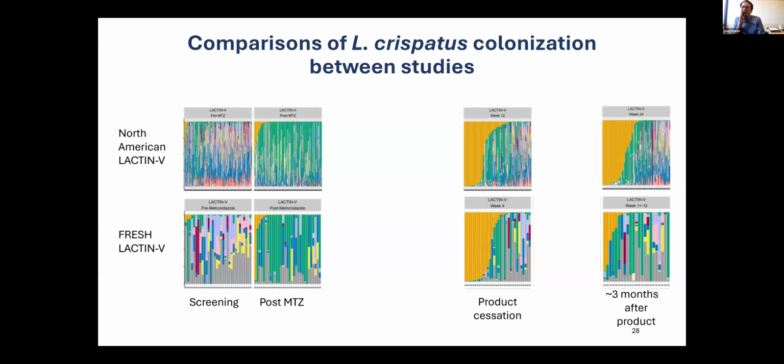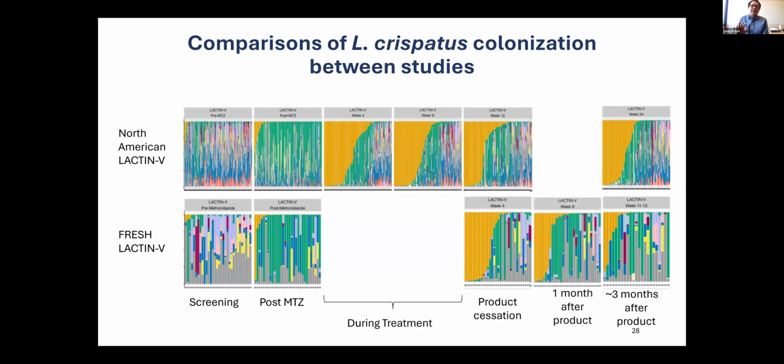But what's interesting, if you look 12 weeks after, the response seems to be more durable in participants in North America than in women in South Africa. And then there were some other intermediate time points that don't quite match up, but that's how those time points look overall between the two studies.